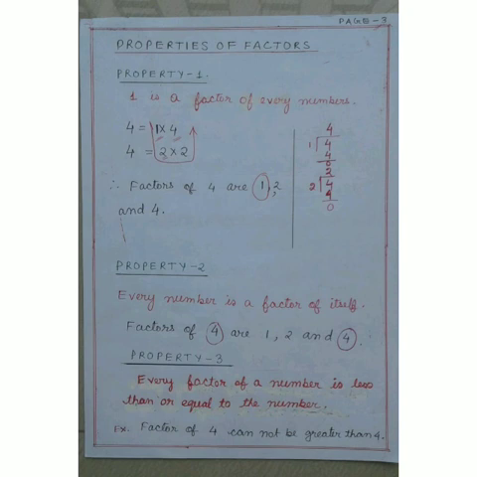Property number 3, every factor of a number is less than or equal to the number. So, all the factors of a number are less than or equal to the number. A factor cannot be greater than the given number.